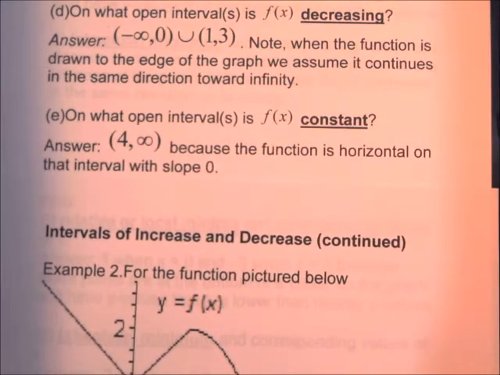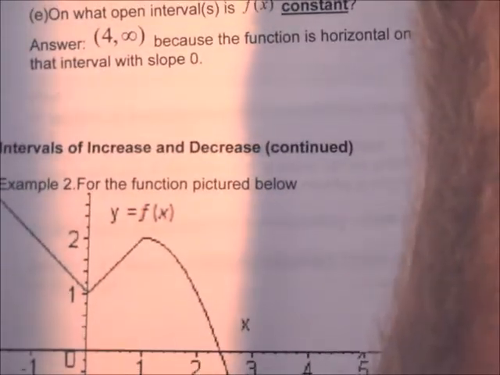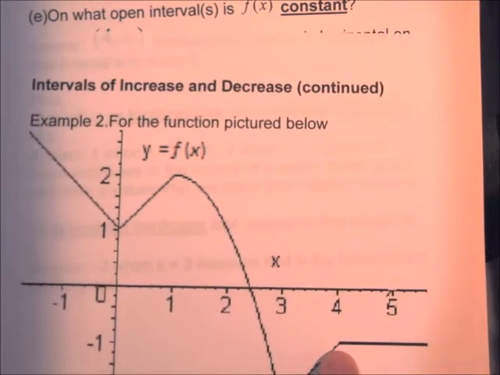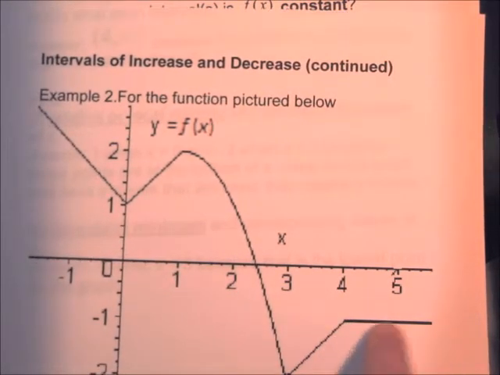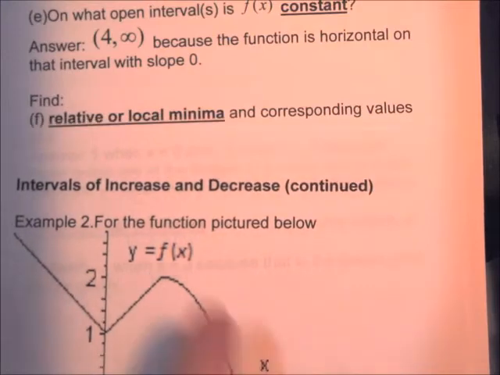And on what open intervals is f of x constant? That means it's horizontal. So from 4 to infinity, we have a horizontal graph, and it's constant there. It's 4 to infinity.